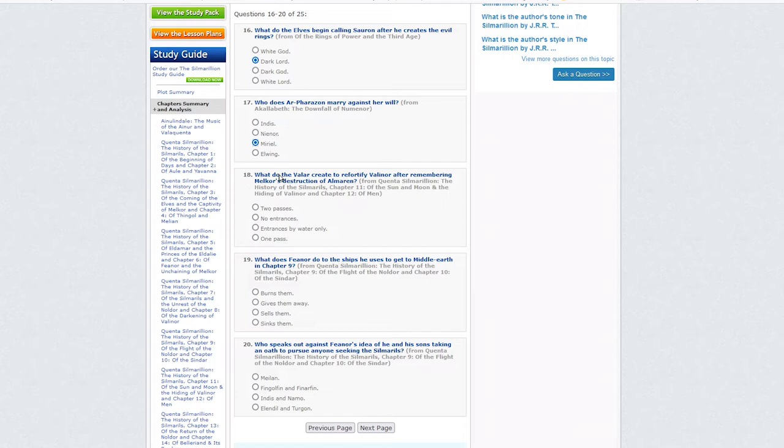18. What do the Valar create to refortify Valinor after remembering Melkor's destruction of Almarin? Two passes, no entrances, entrances by water only, one pass. I'm pretty sure it has to be entrances by water only, but I don't think it's that one either, because when the Numenoreans try to invade by sea, they are not able to do so. No entrances? I'm going to say no entrances, but I don't really know.